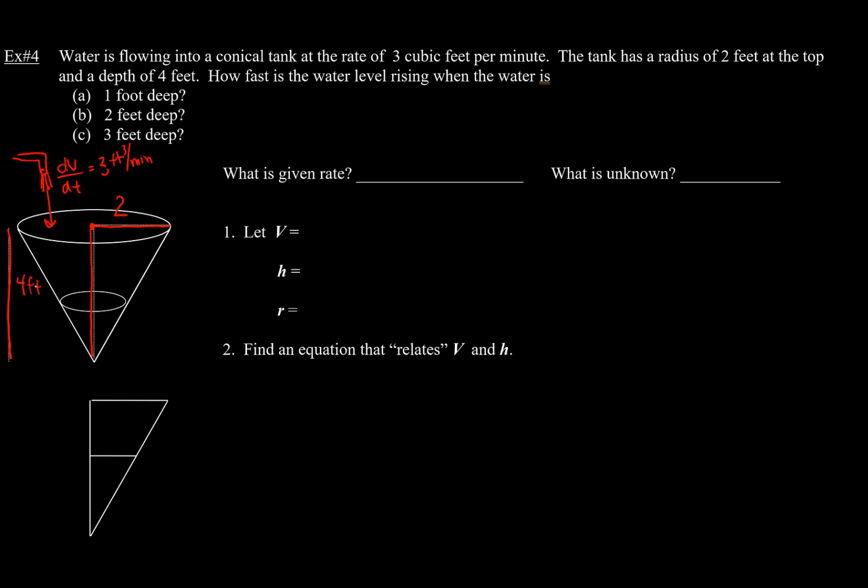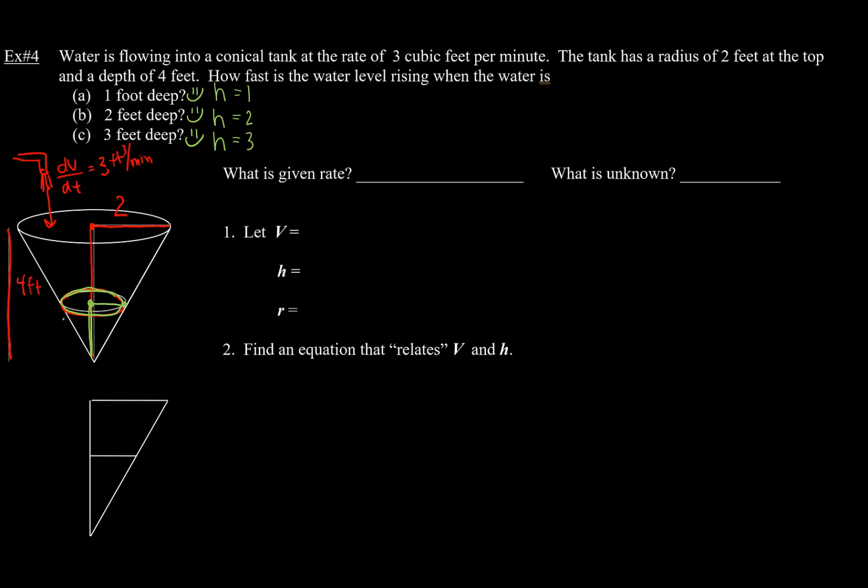They want us to know how fast is the water level rising. So just imagine like here we're filling in, the water's this high. How fast is the water level rising? I'm going to draw this in a different color. When the water is 1 foot deep, 2 foot deep, and 3 foot deep. All right, now H is my height. So understand I'm going to set up this problem and then I'm going to do 3 different plug and chugs. I'm going to look at when the height is 1 foot, 2 foot, and 3 feet.